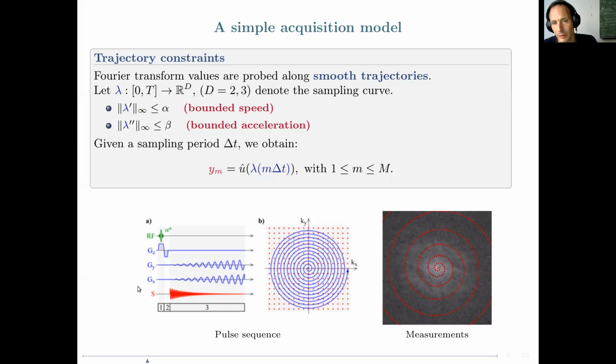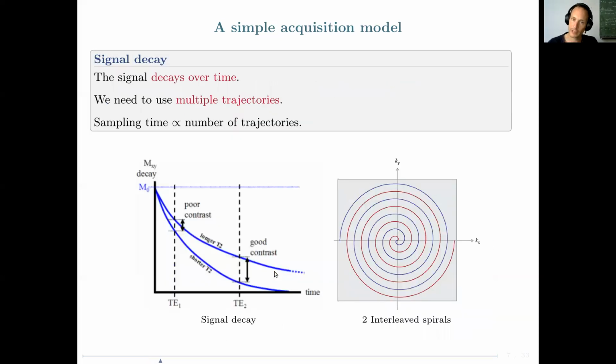So here is an illustration. You have a pulse sequence that generates a spiral, and the spiral is sampled with a sampling time Δt, leading to the measurements indicated as red dots here. Okay, finally, in MRI, the signal decays over time at an exponential rate, and you need to use multiple trajectories to cover the K-space sufficiently densely, and the sampling time is proportional to the number of trajectories.